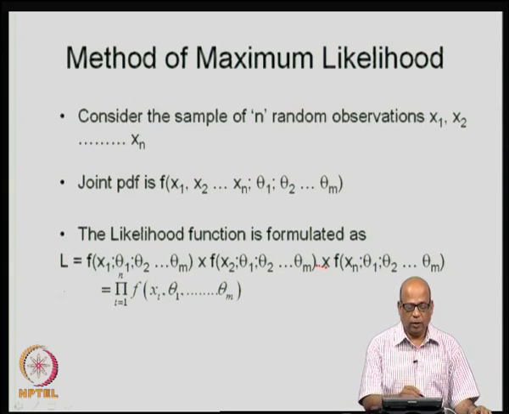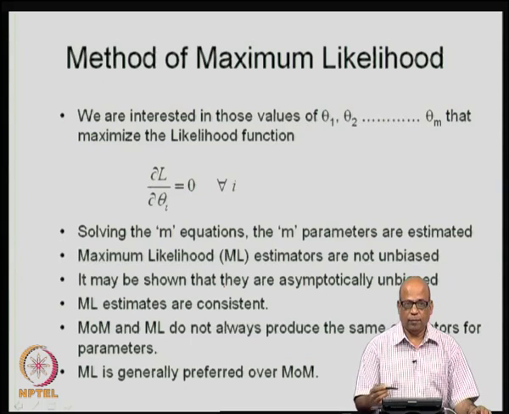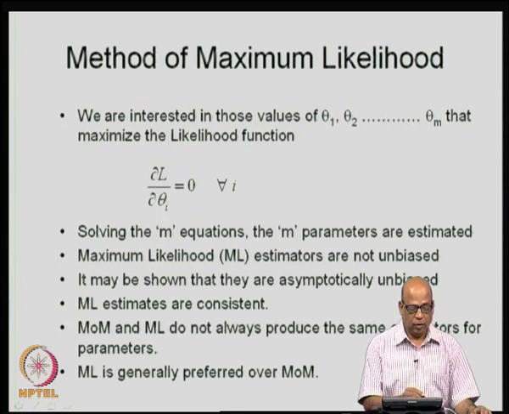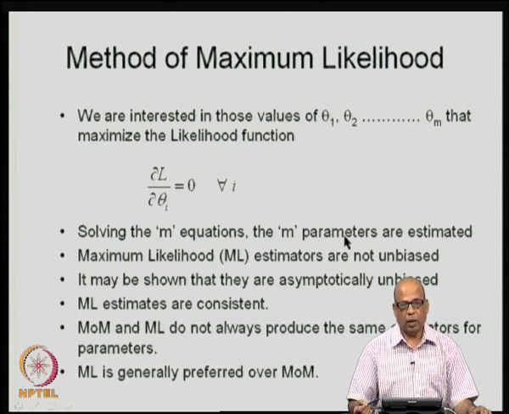So, we formulate the likelihood function and then we maximize the likelihood function with respect to theta 1, theta 2, etcetera, theta m. We generate m number of equations by taking the first derivative, because we are looking at the maximization of L associated with the thetas. So, with respect to each of the theta i, you differentiate, equate it to 0, generate m number of equations, and solve the m equations to get the m parameters.